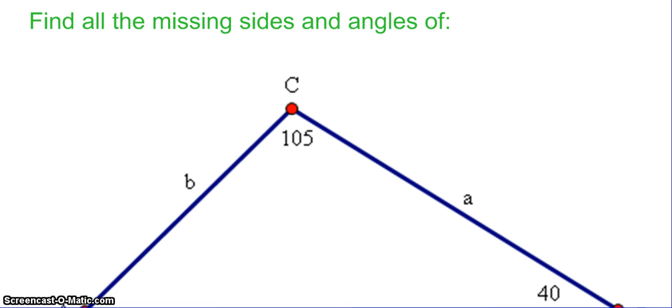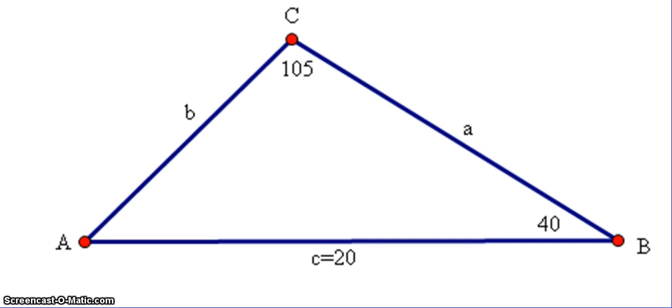Okay, so let's look at an example. If we want to find all of the missing sides and angles of this triangle, we know angle C is 105, side C is 20, and angle B is 40. So this is our angle, angle, side scenario. I want you to pause the video and use the law of sines to find the remaining sides and angle. Unpause when you're ready to check your work.